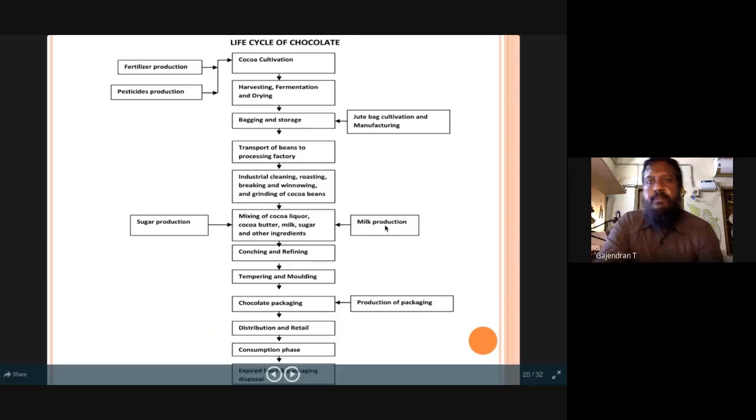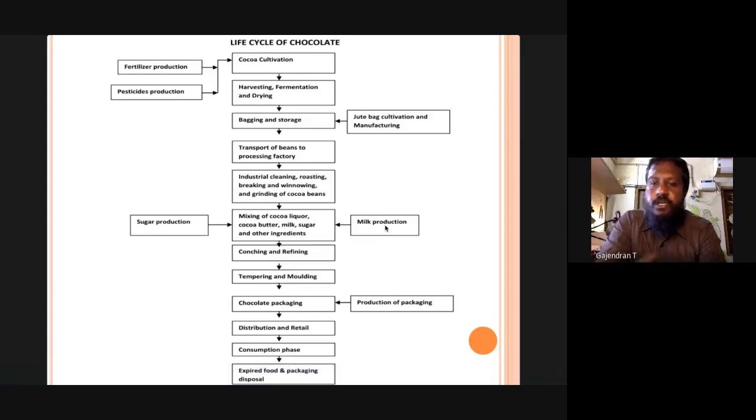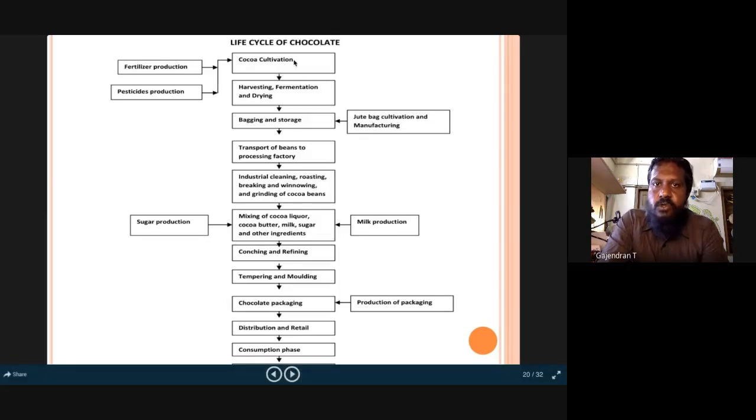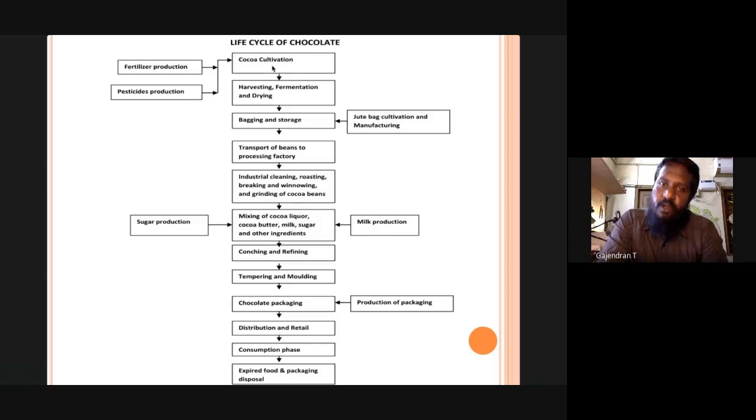This is one example for you: the life cycle of a chocolate. We normally just use chocolate, but what are the stages the product goes through? Cocoa cultivation, and the amount of energy used for it. For cocoa cultivation, fertilizers and pesticides are required to save the crop. Then harvesting, fermentation and drying of the product. Bagging and storage. For the bagging, what type of bag do we require? Here the example is a jute bag. For a jute bag, you need jute cultivation, then jute harvesting, and then manufacturing.